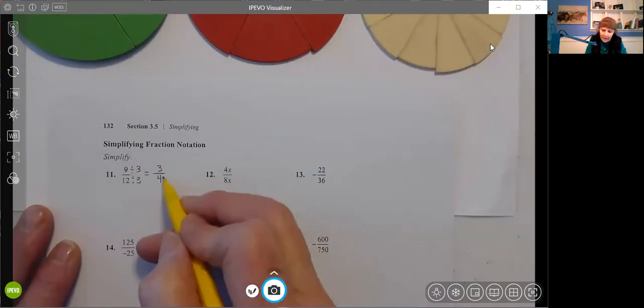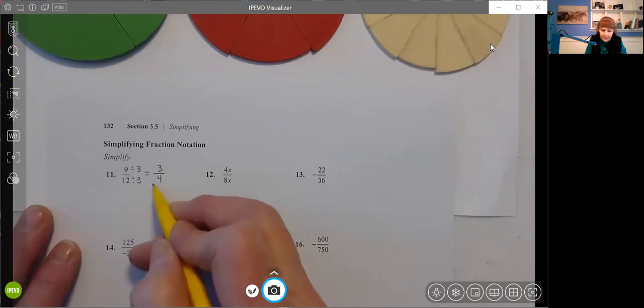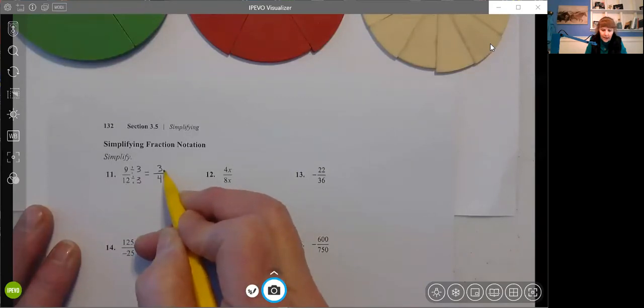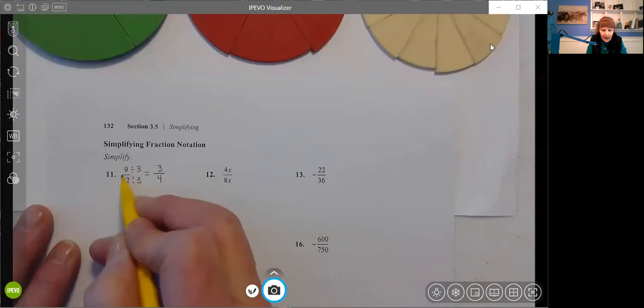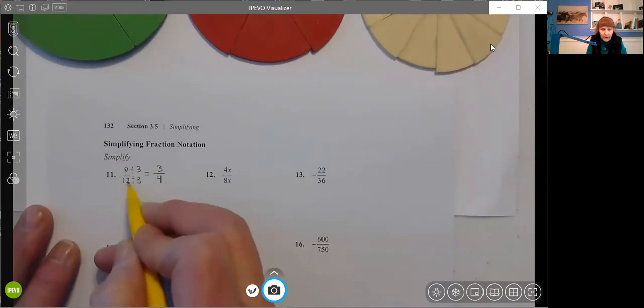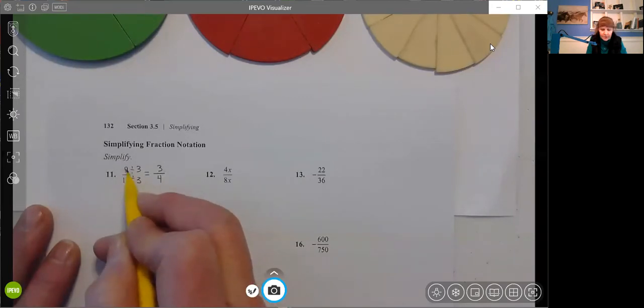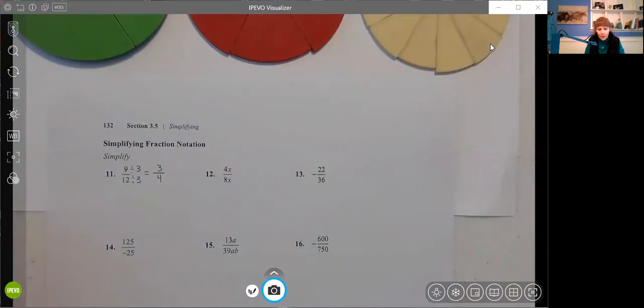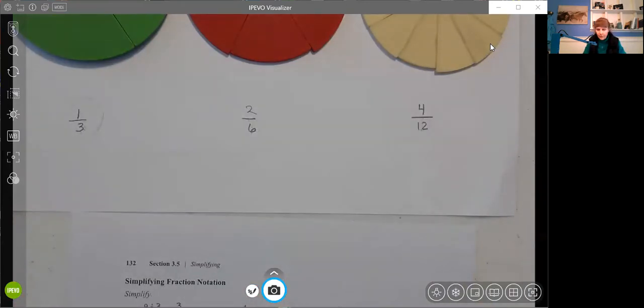So if I had a whole that was divided into fourths and I had 3 of those, it would be the same size as if I had a whole circle divided into 12 equal parts and I took 9 of them. So in order to go backwards here, from here to here, we're dividing. But to go up here, we multiply.